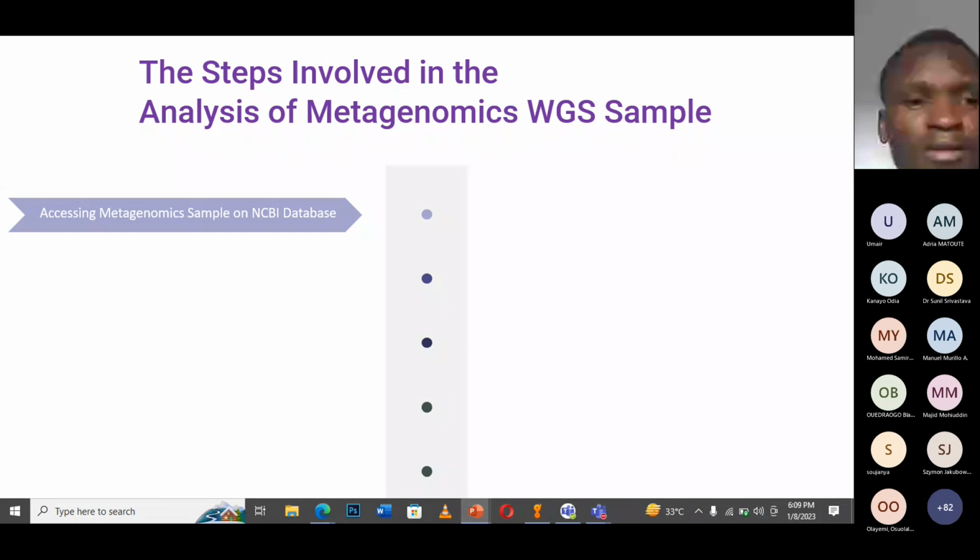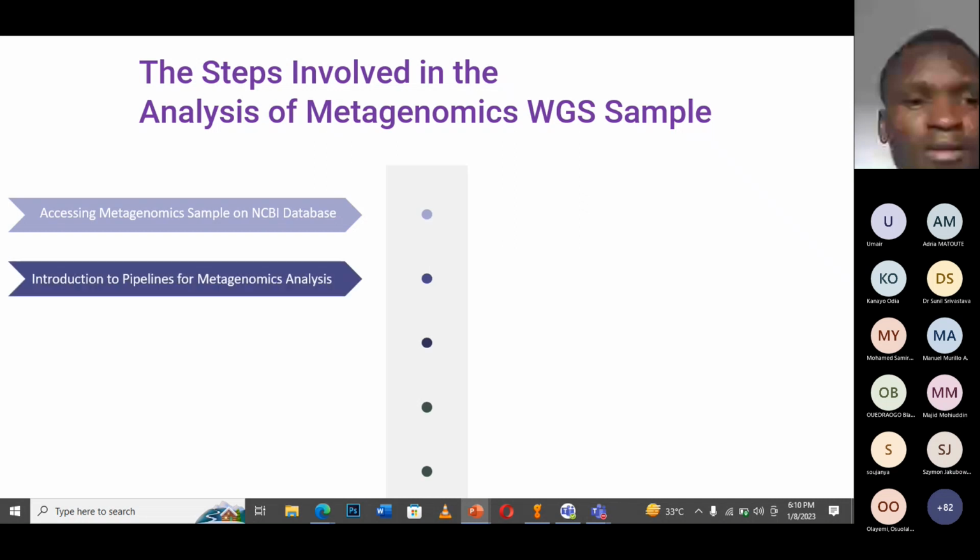Now, the steps involved in the analysis of a metagenomic sample. The first one I said is assessing metagenomic samples on the NCBI database. This is the methodology, the practical workflow, the practical approach. Or you get your sample, take it to the lab, do the DNA extraction and prepare the sample.